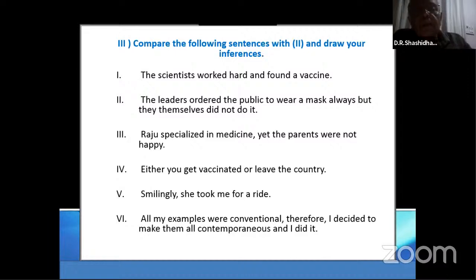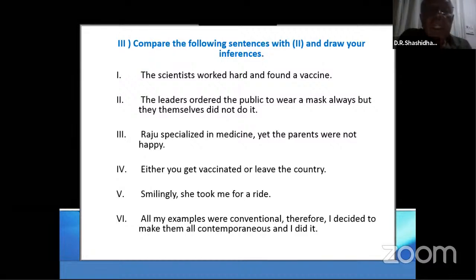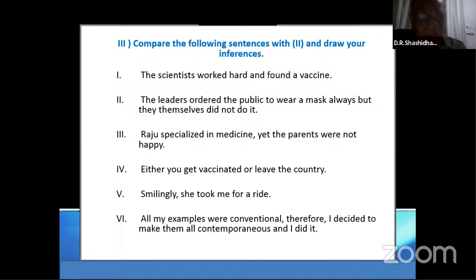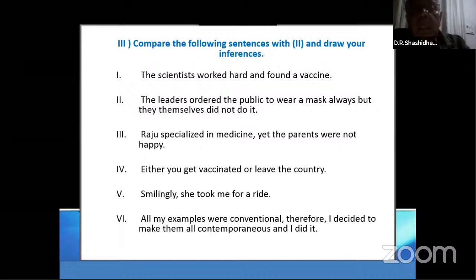Now, I would like you people once again to interact with me in a manner that you are allowed to or capable of in this online program. Compare the following sentences with two earlier sentences and draw your own inferences. Since you cannot go back to number two, I'll give you examples so that you can compare with it. The train had left. She was fast asleep in spite of the noise. She was fast asleep having worked the whole day. Compare those three sentences with the ones that you have here.